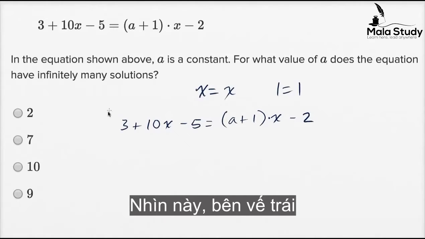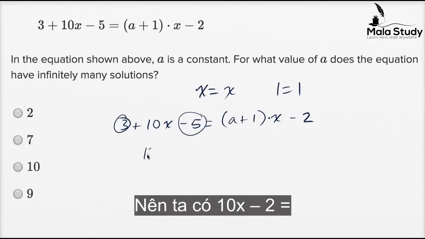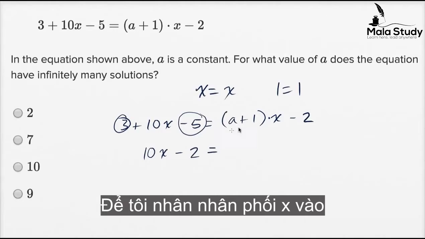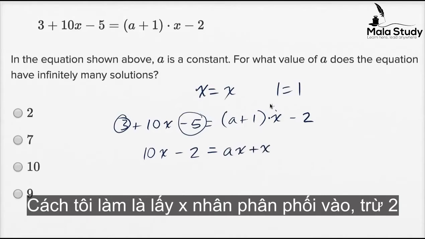So let's see, on the left hand side, I can add the 3 and the negative 5, or I could take 3 minus 5, that would be negative 2. So I get 10x minus 2 is equal to, and let me distribute the x. So it's going to be ax plus x. All I did here is I distributed the x minus 2.